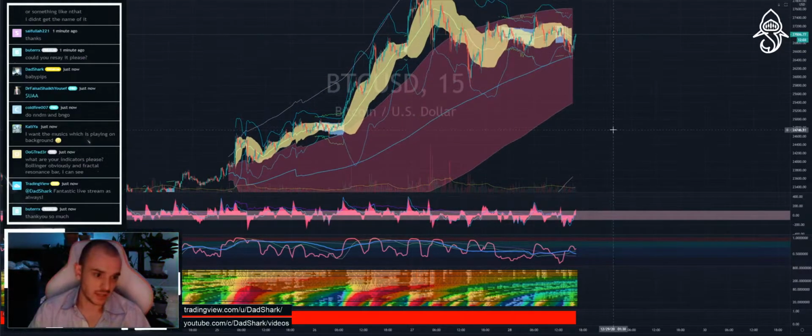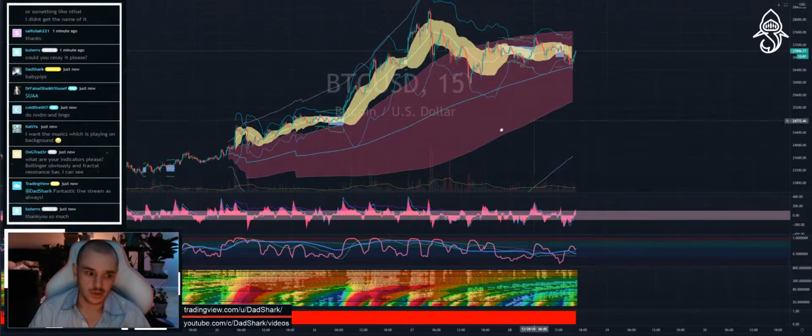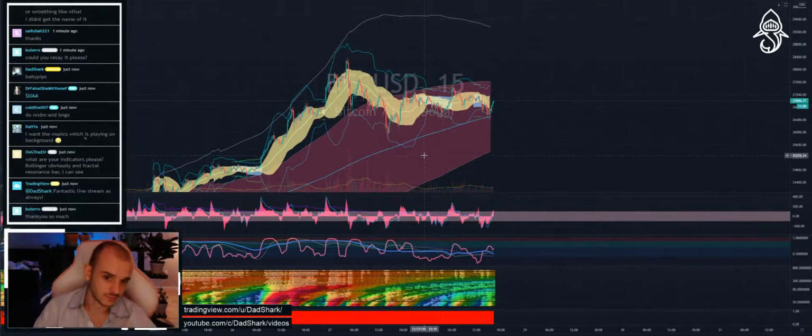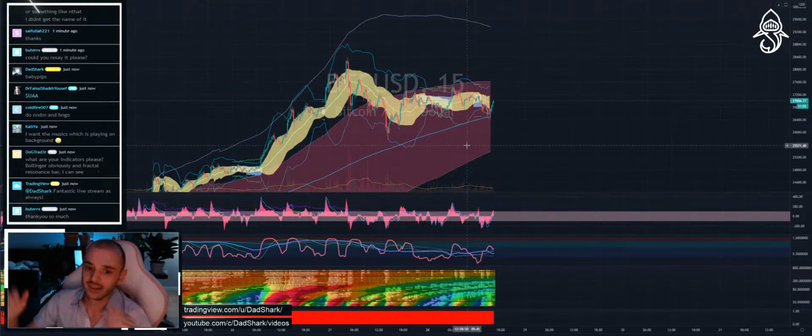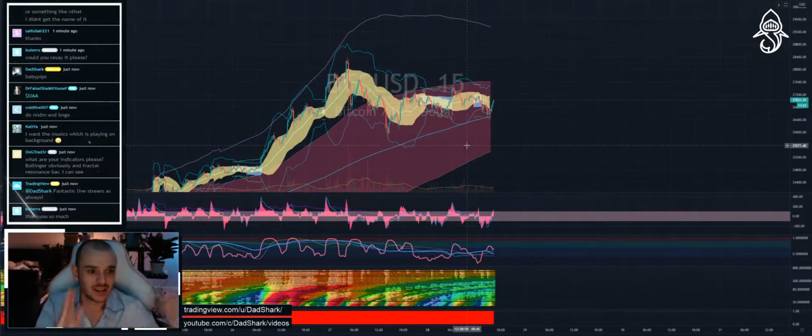Yo, TradingView. Am I allowed to stream myself playing Terraria while I live trade? That's cool, right? I got a wide enough screen. We got to use half of it here for Terraria and half of it here for TradingView. It's going to be perfect.